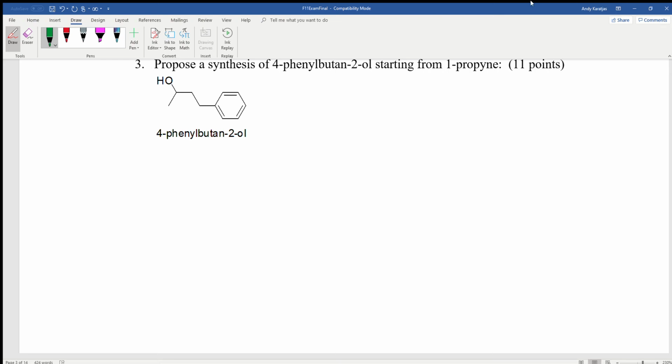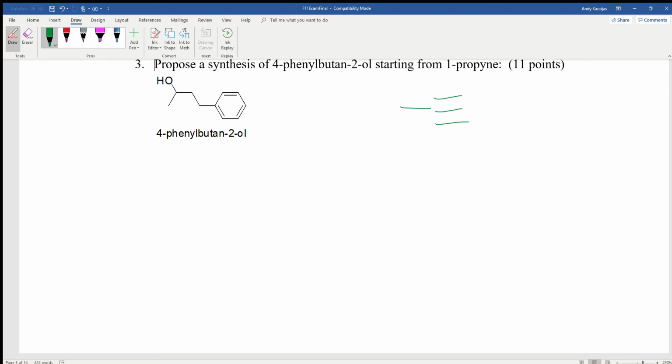Question 3 gives us our first synthesis problem on this exam. And in this case, we're trying to synthesize the molecule that's given from 1-propyne. So before we can do anything else, we'd be best served by drawing the structure of 1-propyne so that we know what we're trying to get back to.